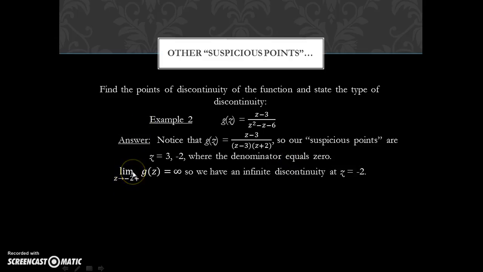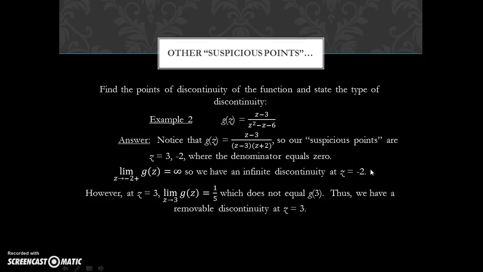When you investigate the limit as you go to the right of -2, the limit as z goes to -2 from the right of g of z, we get positive infinity. If you'll remember, we talked about all that in reading quiz number 2. Therefore, we have an infinite discontinuity at z = -2.